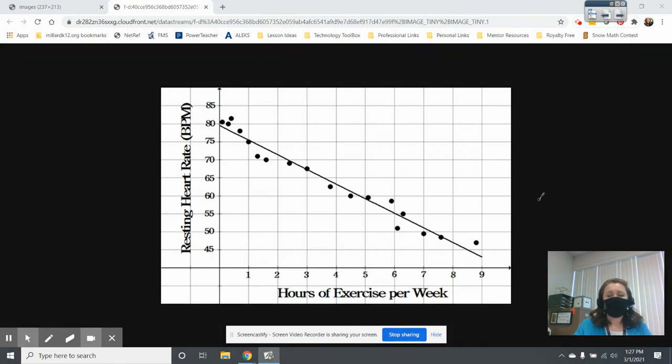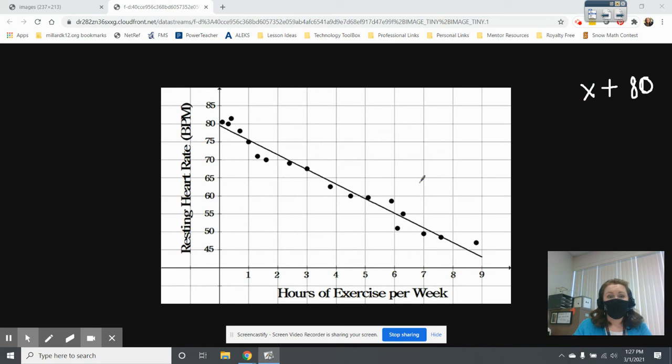So I'm going to start by writing an equation to help me interpret this. See, it's barely below 80, so I have to decide, do I think that's 79 or do I think that's 80? I'm just going to go with 80 because, again, for a scatter plot line of best fit, we're just getting the approximate, so 80. And now we've got to find the slope.